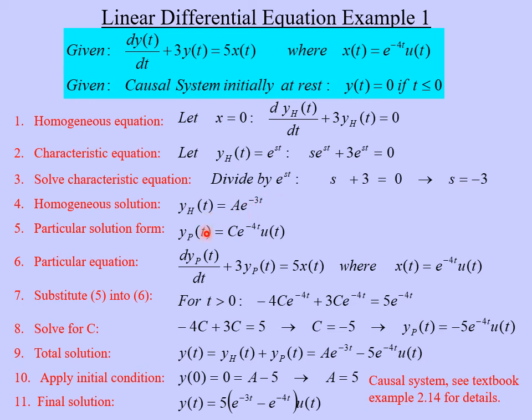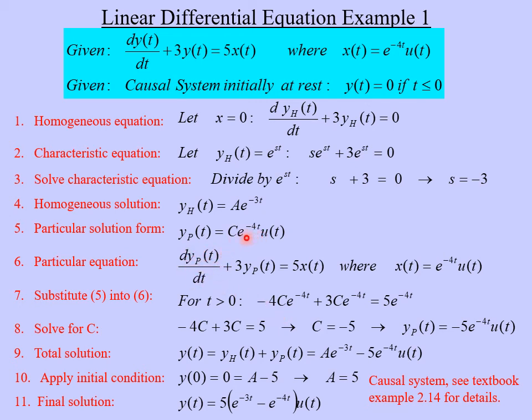The particular solution, now notice the x function over here on the right side is an exponential function, e to the minus 4t times u(t). So our particular solution form is going to have the same exponent, but I'm going to use a different constant here. So it's going to be C times e to the minus 4t times u(t). And so what I need to do next is take this particular solution, y sub p, and plug it back into my original equation here, the whole thing. So when I do that, what I have to do is take the derivative. This is the derivative of y sub p.